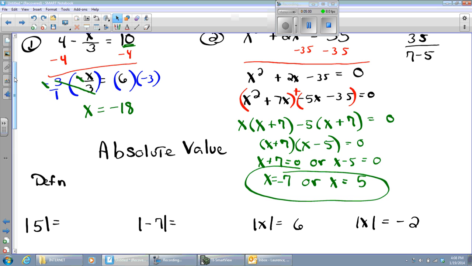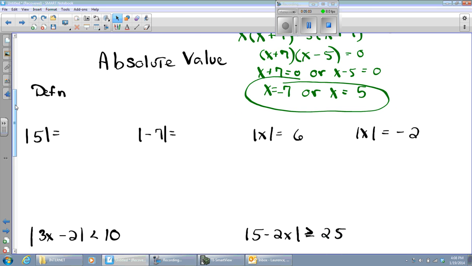All right, let's get on with absolute value. Absolute value, the definition. Hopefully you all know by now. We've stressed it very well.